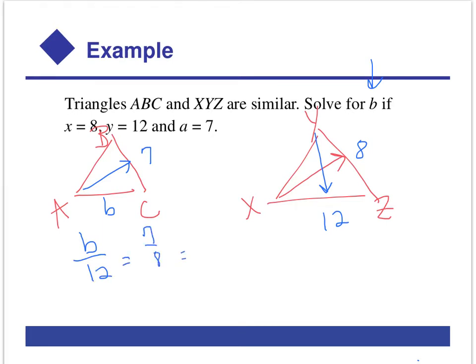So I get 8b equals 7 times 12. What? 84? Divide by 8. So b is approximately going to equal 10 and a half. Okay? So that's your final answer. The approximate length of side B is 10.5 or 10 and 1/2, whatever the measurements are.